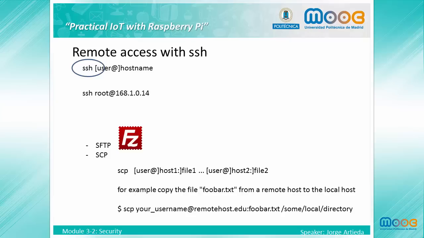SSH is a command that allows accessing another machine through a secure channel. SSH can be used as a command line application on Linux-based systems. On Windows, we can use PuTTY, which is an SSH client. To transfer files from the host machine we can also use the SFTP and the SCP commands. Most FTP clients, such as FileZilla, allow using SFTP as a protocol. SCP is the SSH-based equivalent to the cp command line command.